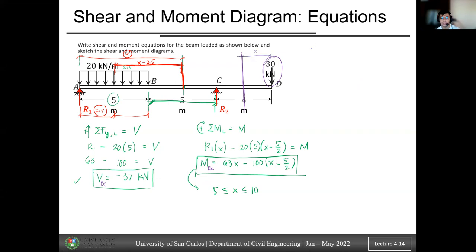And this would be our x value. Okay, so going downwards is now positive since we are analyzing on the right side. Sum of FY on the right is equal to the shear. So 30 kilonewton is equal to V. So VCD is equal to 30 kilonewtons. So this one is done, right? Because there's no other possible value for this one.